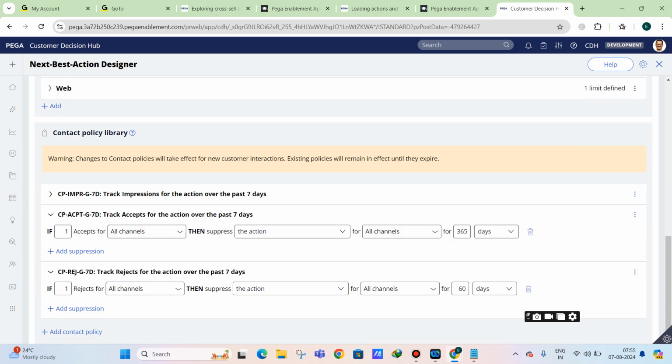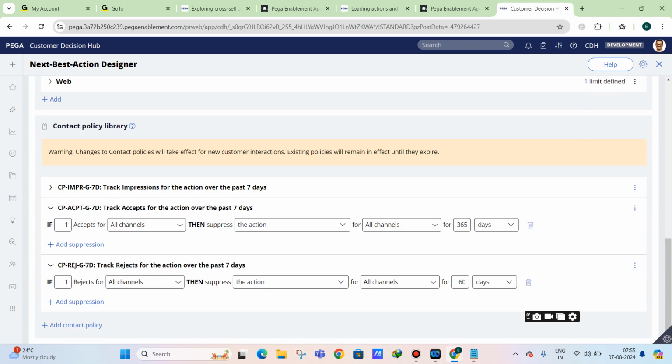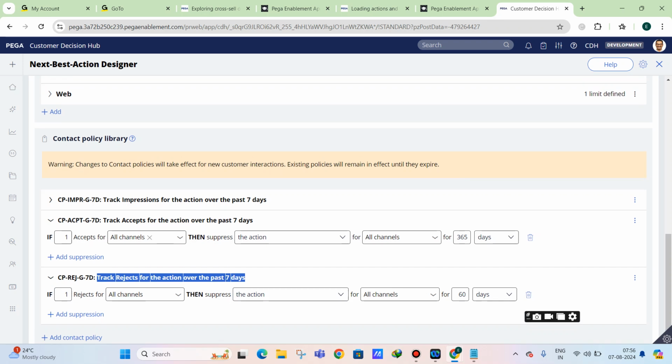So we have to suppress the actions based on the customer behavior. That is what we are doing here. Same thing, track the rejects for the action over the past 7 days. If there is one reject for all the channels, then suppress that particular offer which has been rejected, for that customer only. Okay, so all this is for each customer.